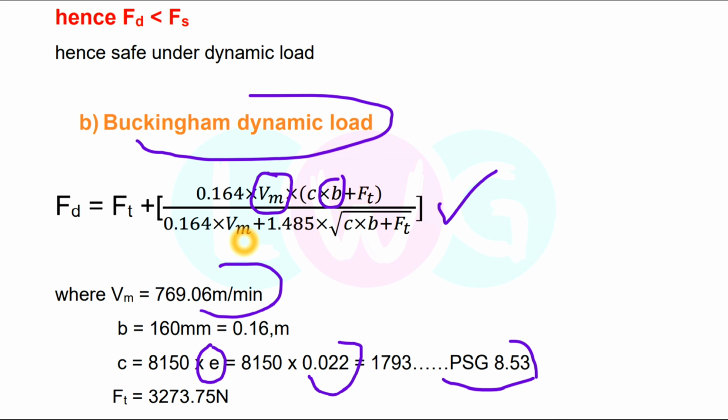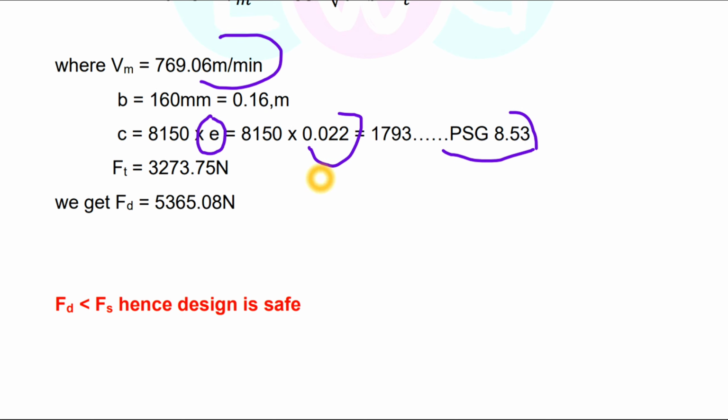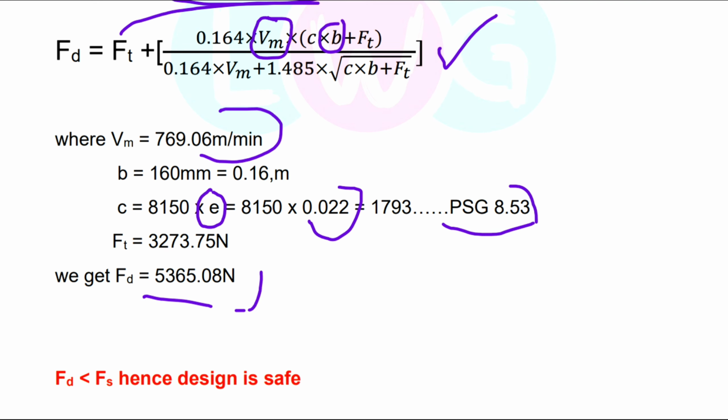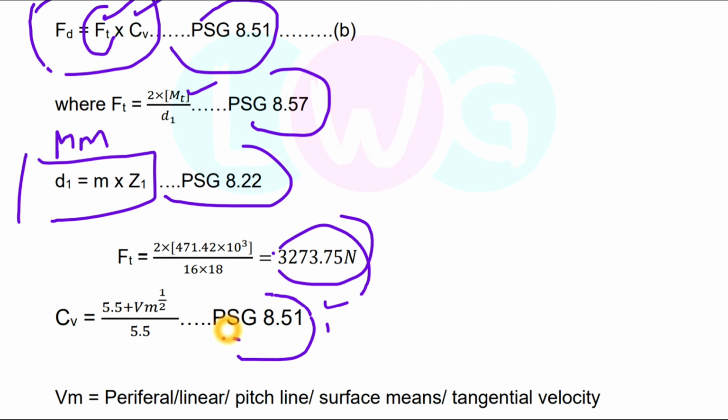Okay, next Vm will be the same, meter per minute, and C upper, B also the same value. Now substitute all the values, and you will get the value of FD. So FD you are getting 5365.08 Newton. So hence it is less than Fs.